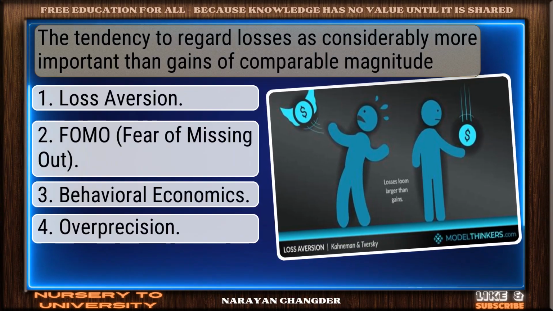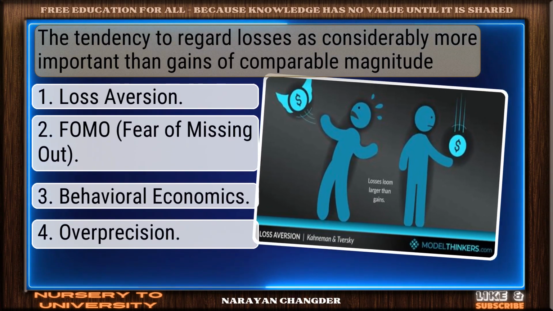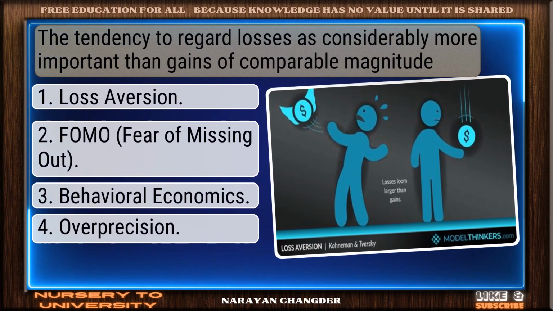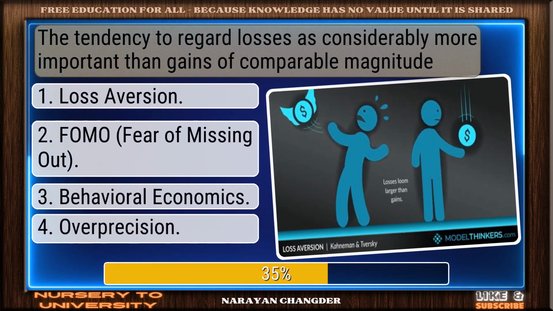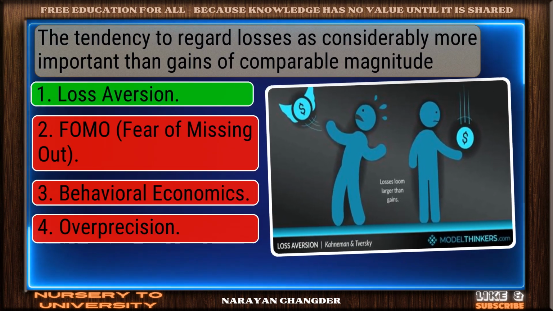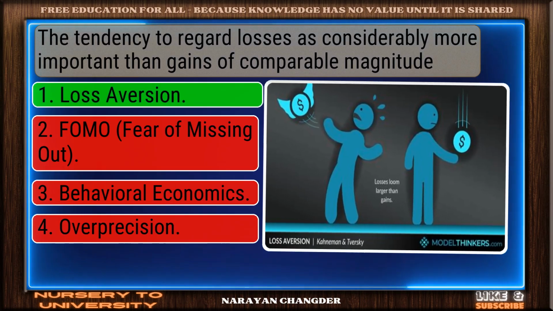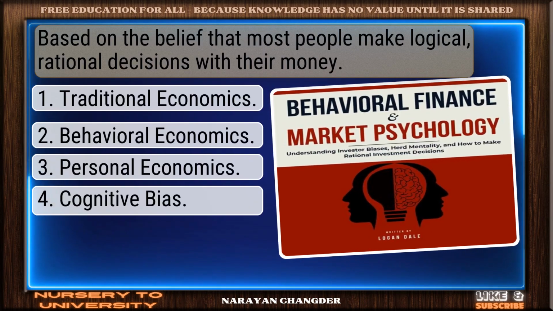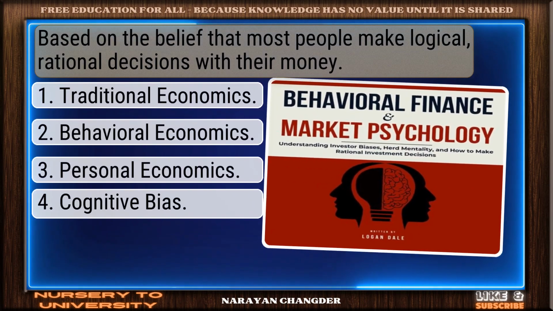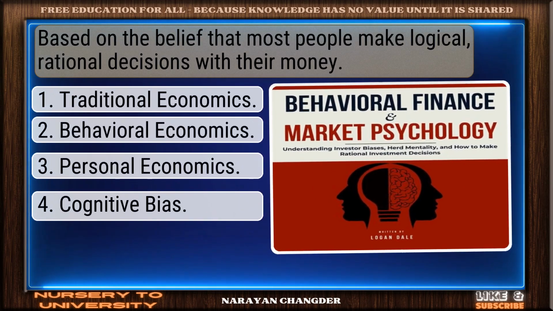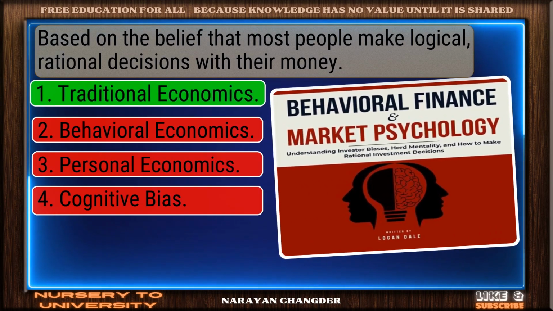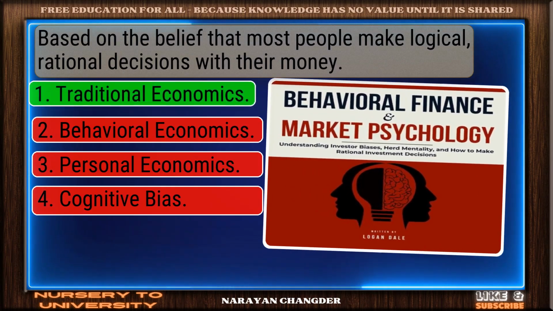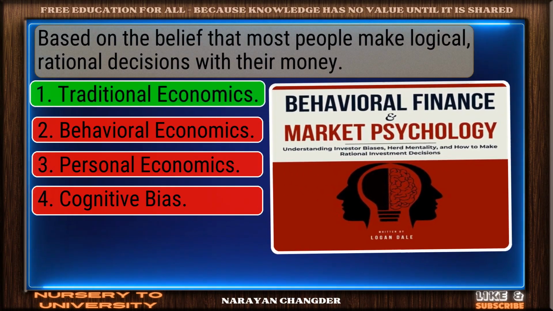The tendency to regard losses as considerably more important than gains of comparable magnitude. Smart pick. Loss aversion is the correct choice. Based on the belief that most people make logical, rational decisions with their money. Nice work. You chose traditional economics, and it is correct.